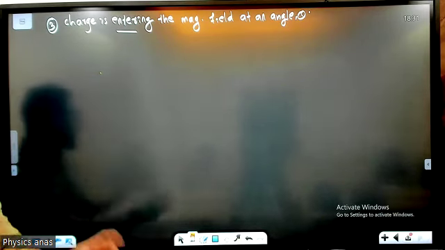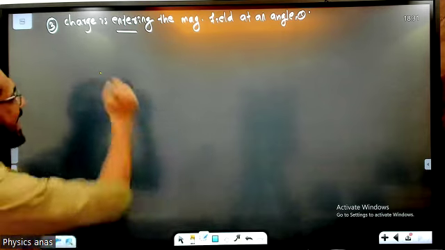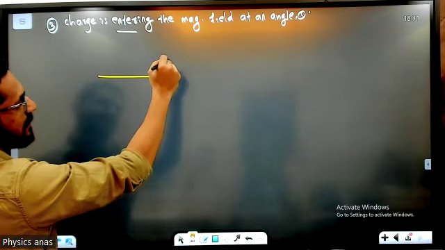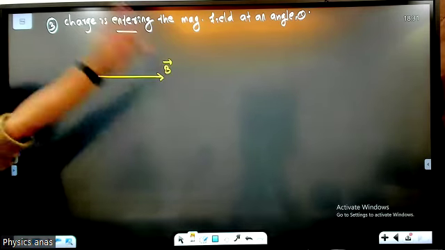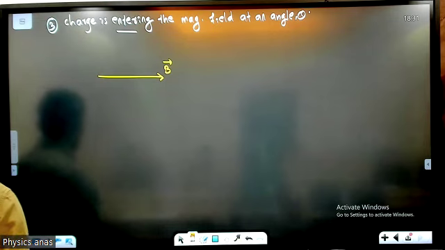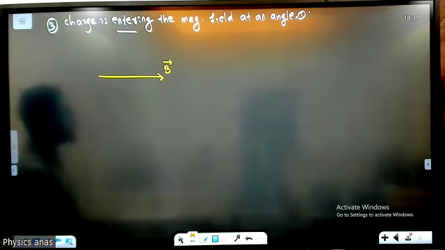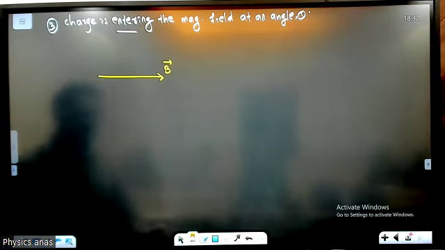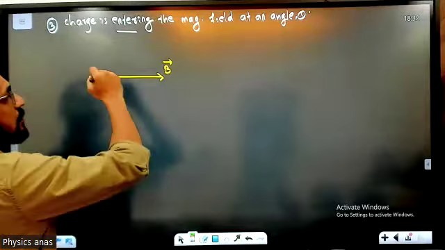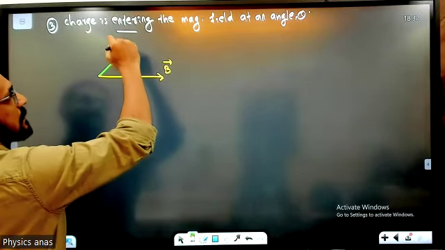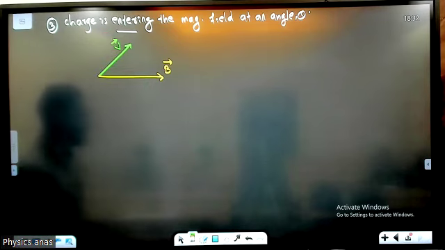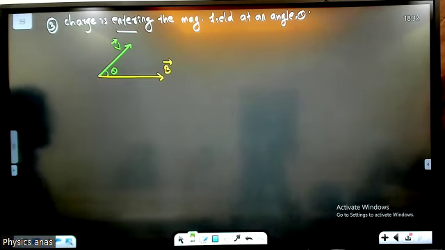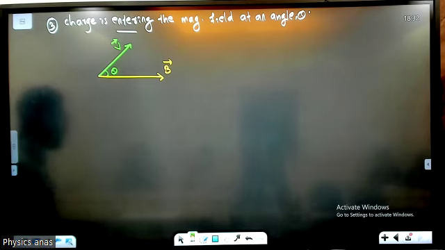Everything is interesting if you put your interest in it. Now there is a magnetic field acting in the right direction, and the charge is entering the magnetic field with an angle theta. I am showing that like this. This is the velocity, and the velocity and the magnetic field have an angle theta between them.